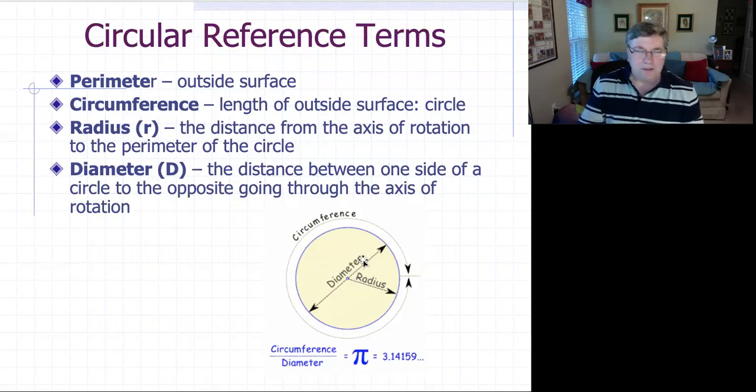Diameter is 2 times the length of the radius, but it bisects the circle. You could go left or right or up or down. The ratio of the length of the circumference divided by the diameter is equal to pi. Pi is equal to 3.14159. Goes out basically to infinity.